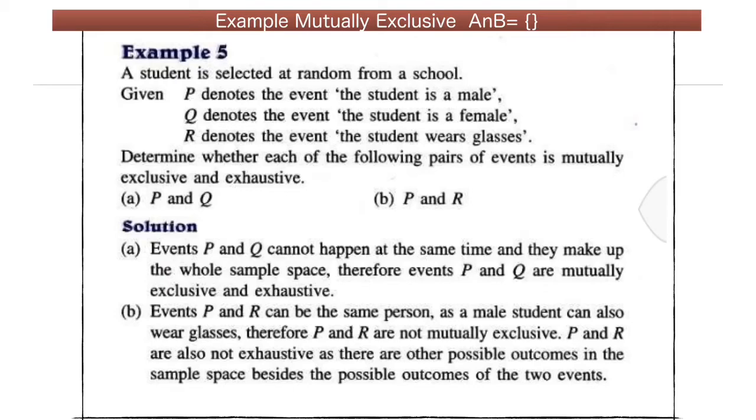Alright, okay, let's see B. How about P and R? R is the student that wears glasses. Okay, P and R can be the same person, as a male student can also wear glasses. Therefore, P and R are not mutually exclusive. P and R are also not exhaustive, as there are other possible outcomes in the sample space besides the possible outcomes of the two events.